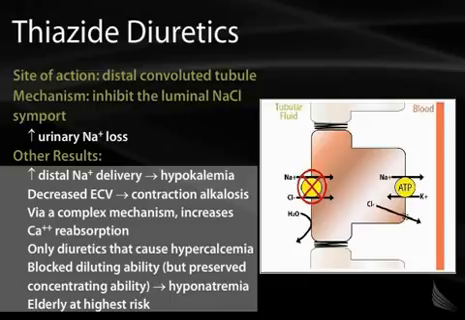One thing important clinically to remember is that through a complex mechanism, thiazide diuretic administration increases renal tubular calcium reabsorption. This is the only diuretic that causes hypercalcemia. The exact mechanism is not important to remember, simply to remember that thiazide diuretics will increase serum calcium levels. The other thing importantly to remember is that the distal convoluted tubule serves as one of the diluting segments of the tubule.